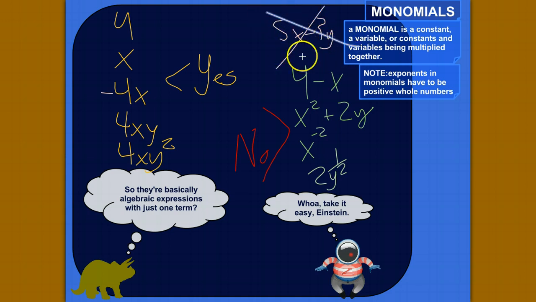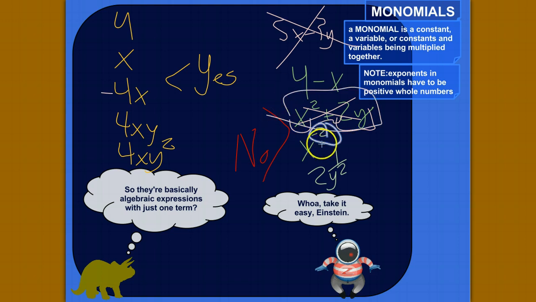That's a binomial. So x squared plus 2y. Yeah, we've got a variable, two variables being multiplied together, x times x, and a constant being multiplied by a variable, 2 times y. But because they're being added together, that's not a monomial anymore. That's a monomial. That's a monomial. This altogether is a binomial.